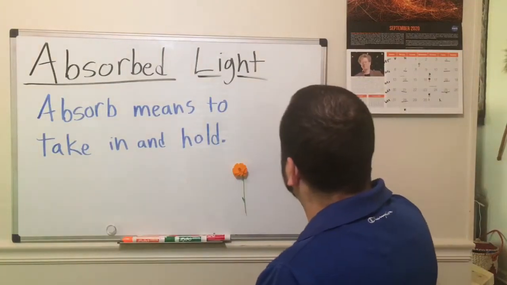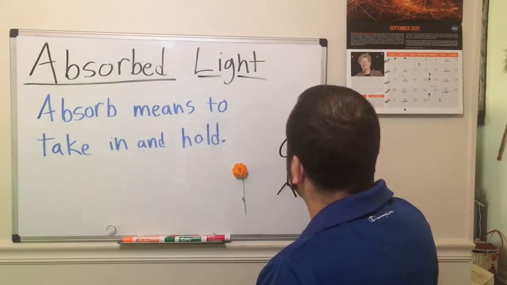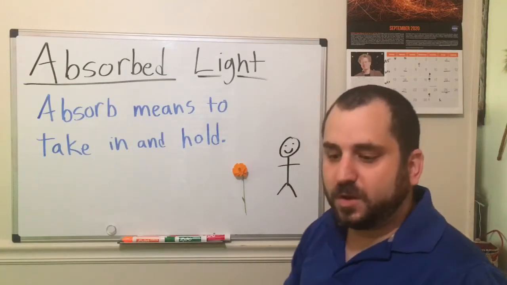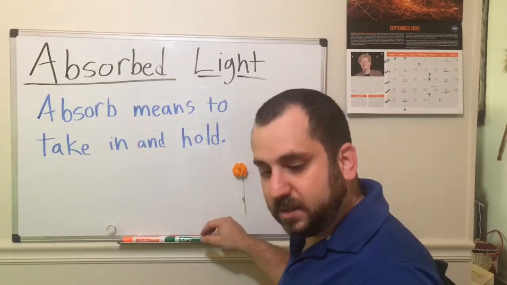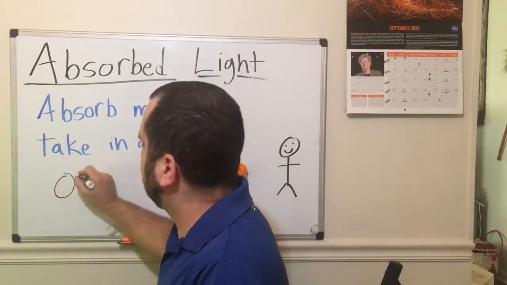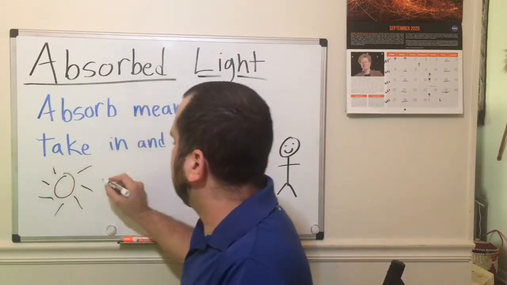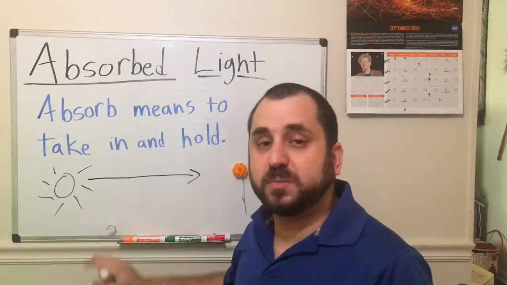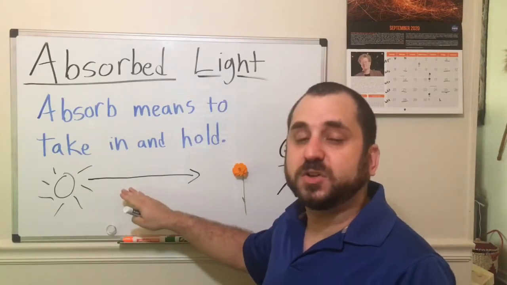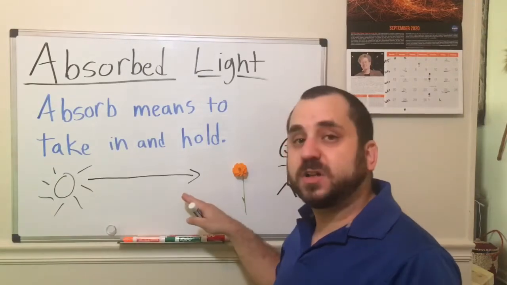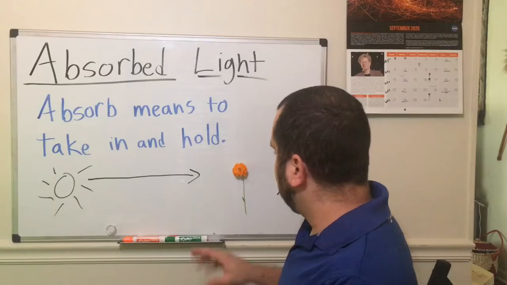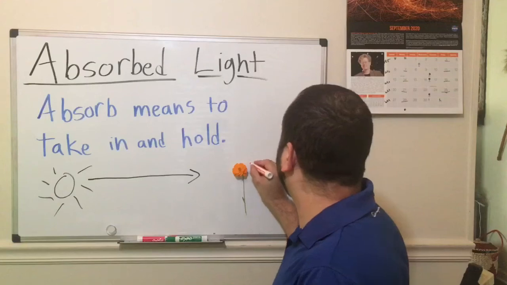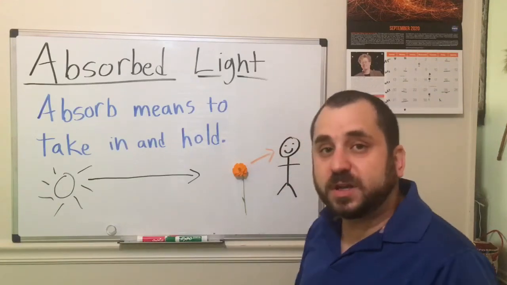So here's us, Mr. Saul, and he is looking at the flower. Well, the light that's hitting it is coming from the sun. And that is white light that contains all the colors of the rainbow. Remember, white light has red, orange, yellow, green, blue, purple, violet. All of those colors are in here. But when that light hits this flower, the only color that will be able to come off is this orange. And that's the only color I see.